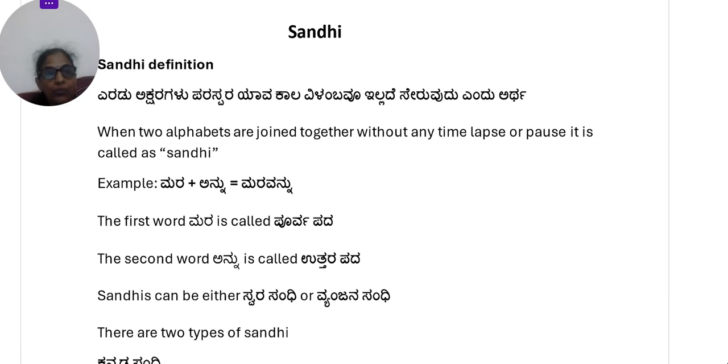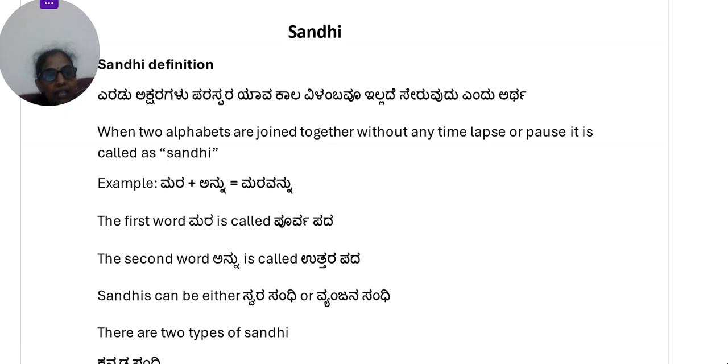Mara, Annu. They are two separate words. So Mara, and we give a small pause and we say Annu. But I want to pronounce them as a single word. So I will not give that slight time pause. I will just say it as Maravannu. So they are put together without a time pause. So if two alphabets join together without any time lapse or pause, that is called Sandhi.